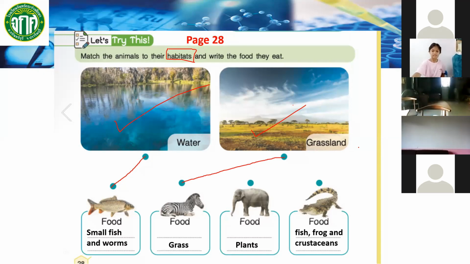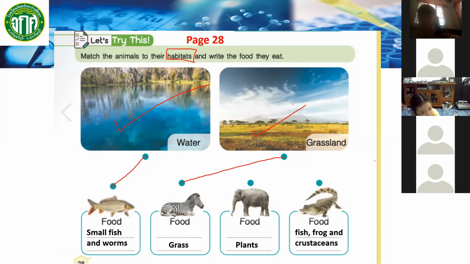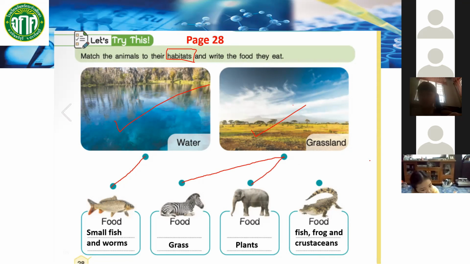Very good. Next, I want Tabtim. Tabtim, where do elephants live, in the water or grassland? In the grassland. Very good, Tabtim. Okay, Patranit Nuchay, please unmute yourself. How about here, an alligator or a crocodile? In the water or grassland? Water. Very good. So we match water to crocodile or alligator. So that's the answer for page 28.